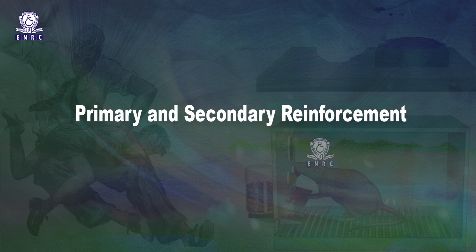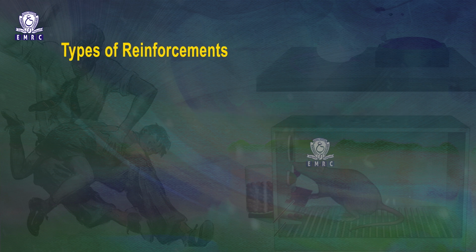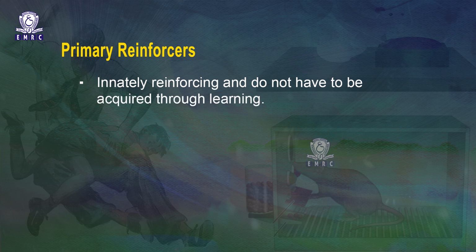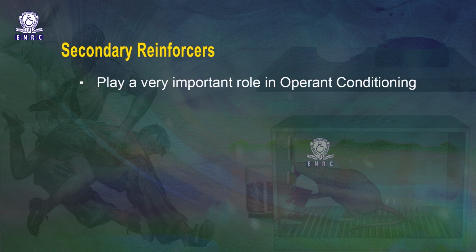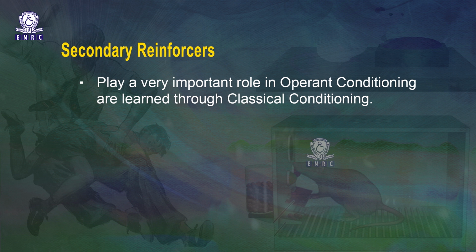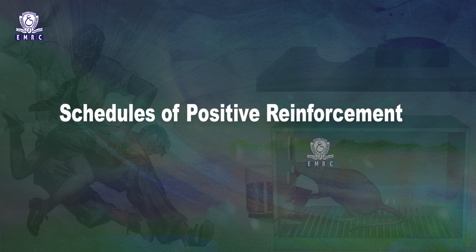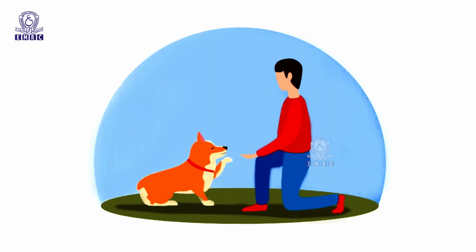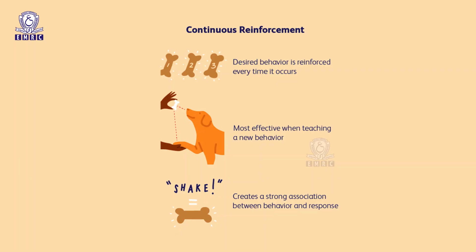Primary and secondary reinforcement. Two types of positive reinforcement should be distinguished: primary and secondary reinforcement. Primary reinforcers are innately reinforcing and do not have to be acquired through learning. Secondary reinforcers, which play a very important role in operant conditioning, are learned through classical conditioning. Schedules of positive reinforcement. Imagine if every response were always followed by a reinforcer, a situation known as continuous reinforcement. However, the world is not always so simple.